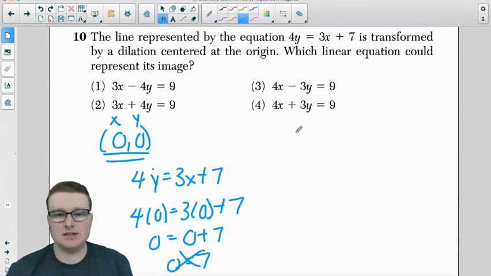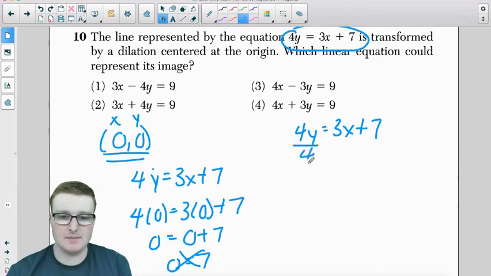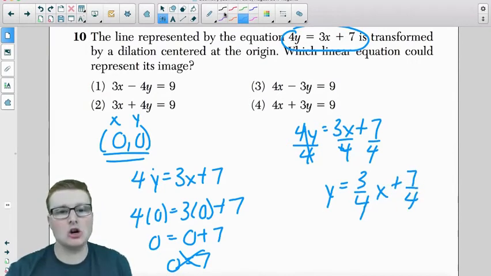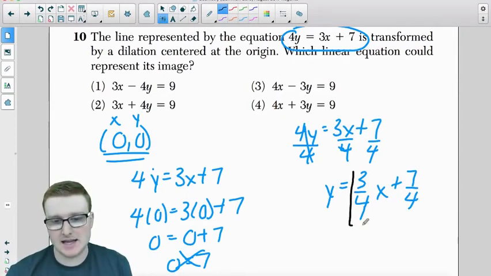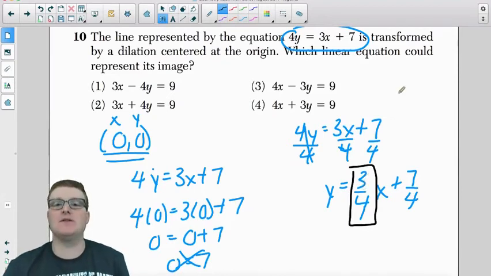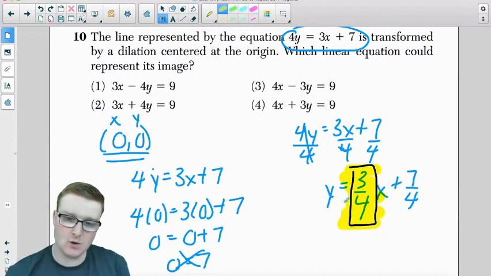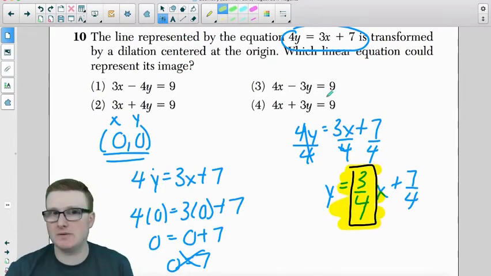Perfect. So now I'm going to put this into y equals mx plus b form. We get 4y equals 3x plus 7. Divide by the 4 on both sides. We get y equals 3/4 x plus 7/4. Now, what is the goal here? Our goal is to find the answer that has the same slope as 3/4 and a different y-intercept from this line. This is the golden egg right here, 3/4. We're looking for which of the following answers has a slope of 3/4.